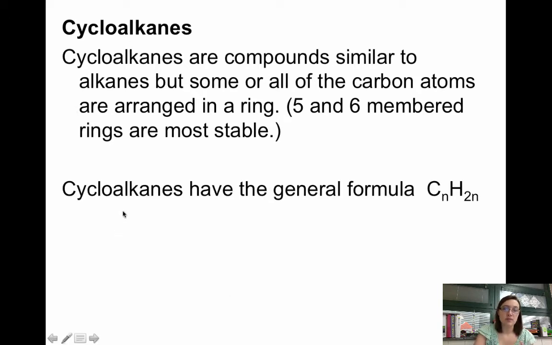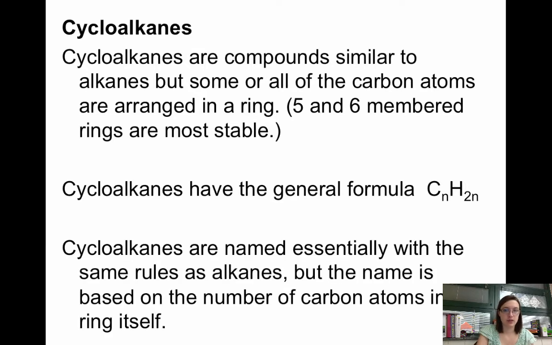So notice cyclo. The prefix is cyclo, and this tells us that your alkane is going to be in a ring. So cycloalkanes have a general formula CnH2n. Notice it's not the same as an alkane, it's CnH2n. And once you start looking at the formulas and the structures, you'll see why it's only 2n and not 2n plus 2 for the hydrogens.